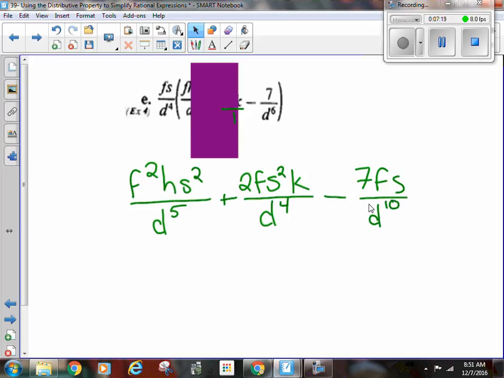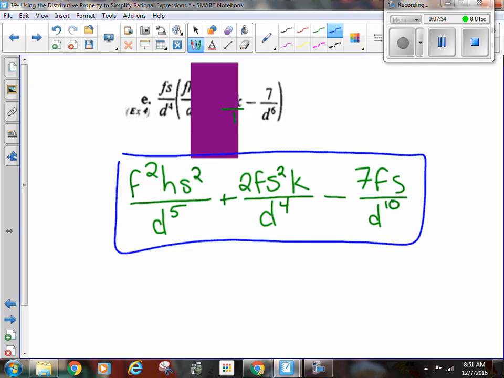Let's see if we can simplify anything. My first term, I don't have any negatives, and I don't have any duplicate variables. My second term, no negatives, no duplicate variables, and my last term, no negatives, no duplicate variables. So even though it looks long and yucky, that's my answer, so leave that there.